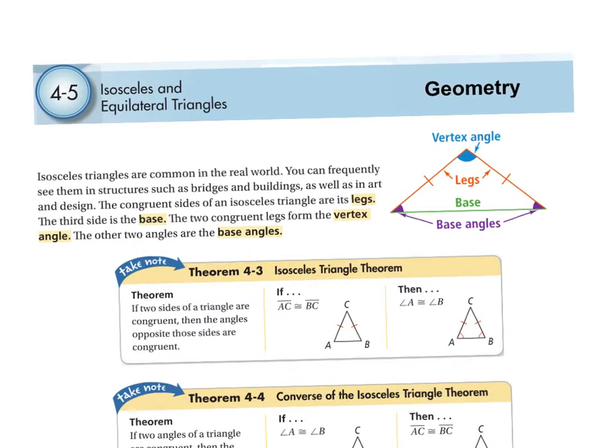So on an isosceles triangle, and remember an isosceles triangle has at least two sides that are congruent, the angle in between the two congruent sides, written in blue, is called the vertex angle. The two sides that are congruent are called the legs. The base angles are written in purple, and those are the other two angles that are not the vertex angle. And then the base is the side between the base angles.